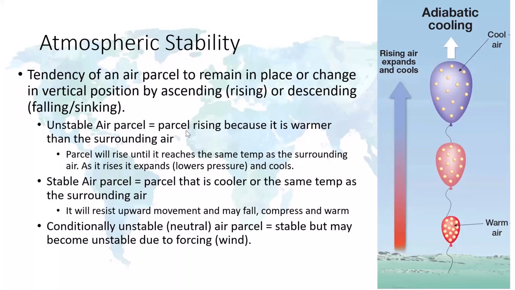An unstable air parcel is one that is going to rise because it is warmer than the surrounding air. It'll rise until it reaches the same temperature as the surrounding air. As it rises, it will expand, lowering the amount of pressure in that air parcel, meaning it'll cool. A stable air parcel is an air parcel that is cooler than the surrounding temperature, meaning that it is not going to rise. And neutral air, or conditionally unstable air, is an air parcel that may become unstable due to other forces. This may include wind, or being forced over a geographic feature.